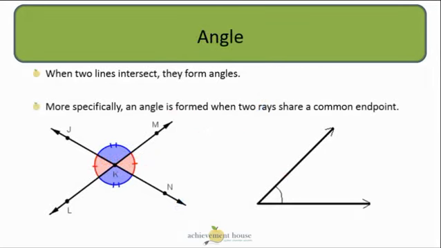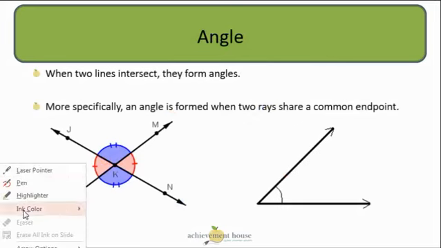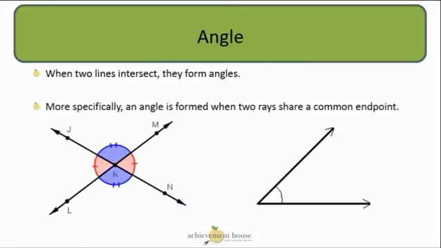Something else interesting happens when two lines meet. They form angles. An angle is essentially the opening between two lines. Also, an angle is formed when two rays share a common endpoint. So when two rays share an endpoint, we call that a vertex. Remember, that's a vertex. For example, in this angle, the vertex would be right here.